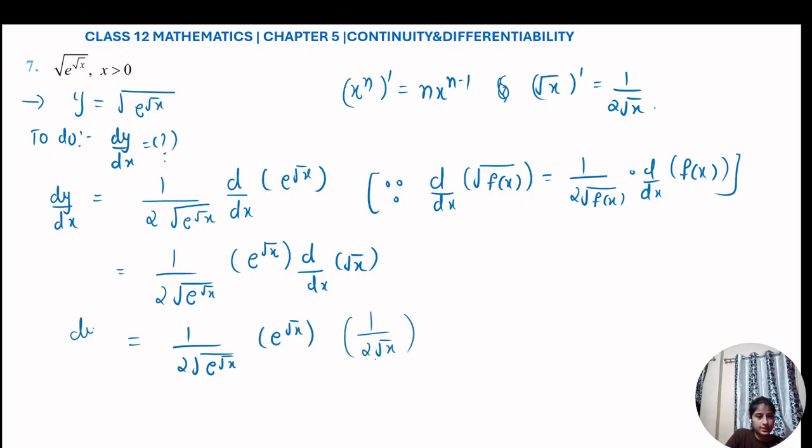So just write it in simplified form. What you get is your dy by dx. If you want to write it in simplified form, this and this will cancel out, so this is root of e raised to root x divided by 4 root x. This is your simplified dy by dx.